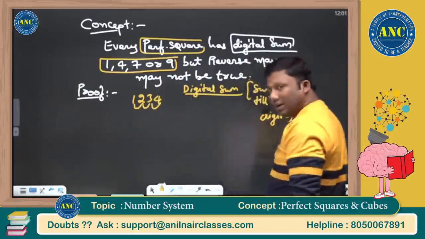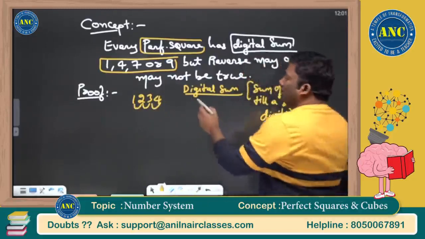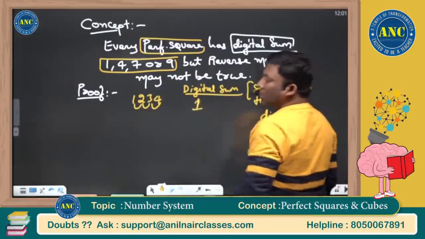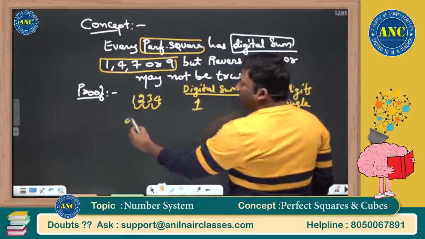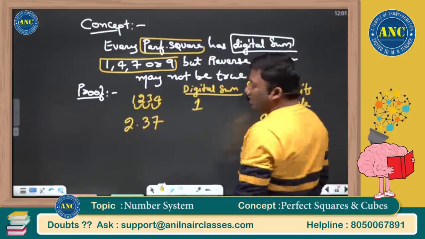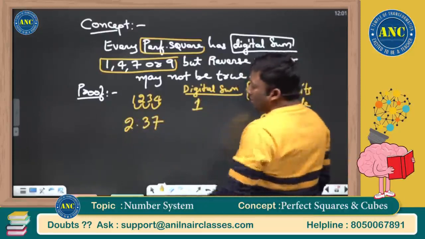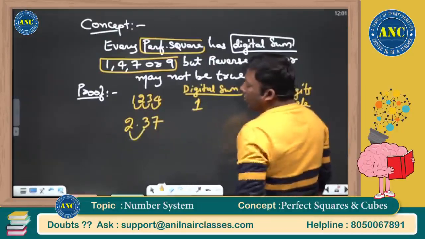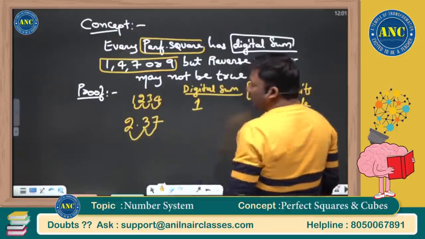6 plus 4 is 10. 10 is a 2-digit number, so 1 plus 0 is 1. Next, 2.37. The point is not a digit, so just add the digits: 2 plus 3 is 5, 5 plus 7 is 12.